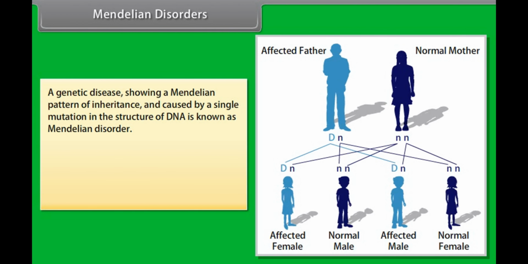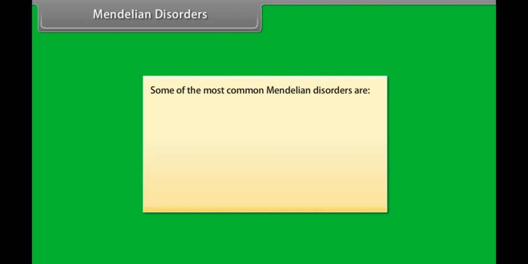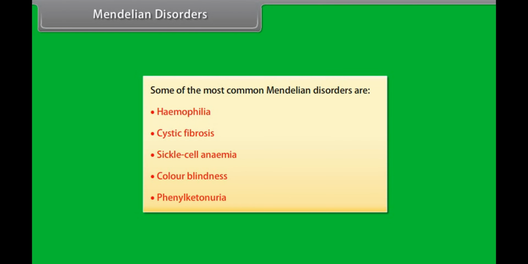Mendelian disorders. A genetic disease showing a Mendelian pattern of inheritance and caused by a single mutation in the structure of DNA is known as Mendelian disorder. Such a disease trait can be dominant or recessive. Pedigree analysis can be used to determine the transmission of such traits. Some of the most common Mendelian disorders are hemophilia, cystic fibrosis, sickle cell anemia, color blindness, phenylketonuria.